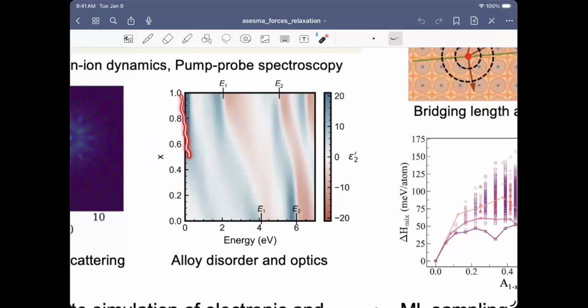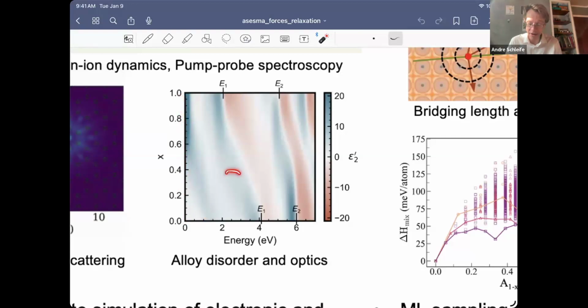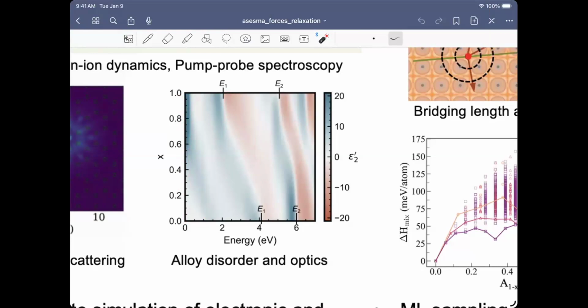And so this happens. The band gap is here at the onset, but at higher energies, other peaks change their position, and that causes these waves. I agree, it looks a little bit like ocean waves. Okay. Nice. Thanks.